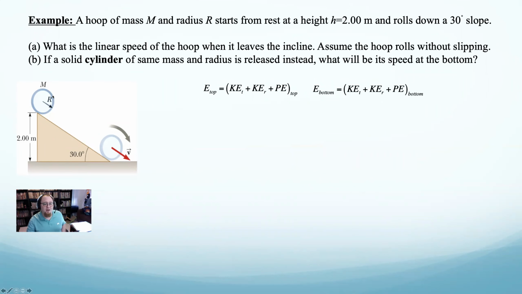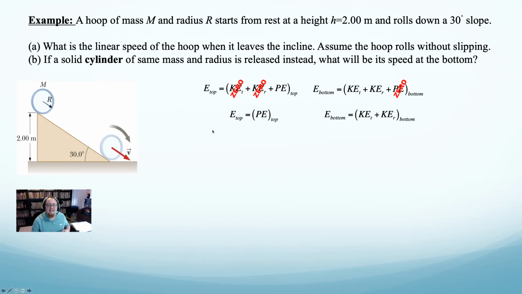At the top, I say it starts at rest, so it has some potential energy due to gravity, but it's not moving. So at the top, it'll have no kinetic energy. At the bottom, it's at its lowest point. That's where I'll define my height to be 0, as drawn in the figure. So at the top, it's just potential. At the bottom, it's just kinetic.